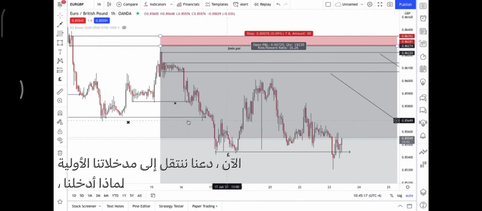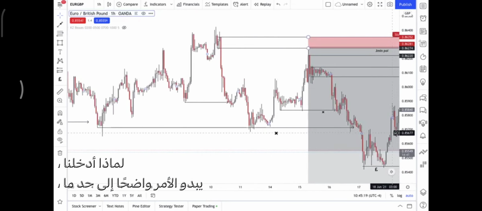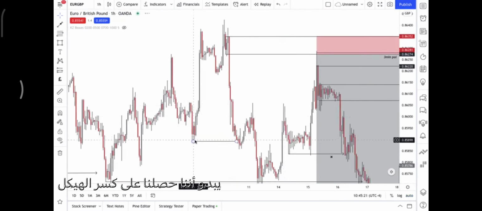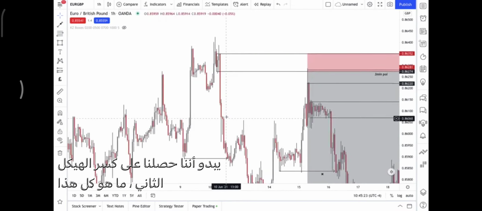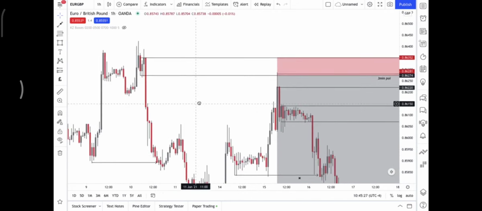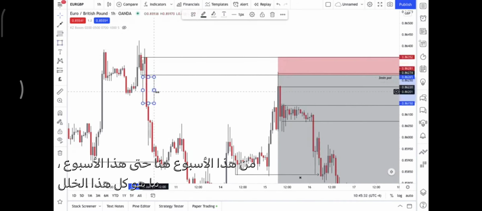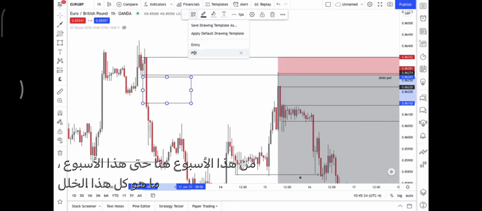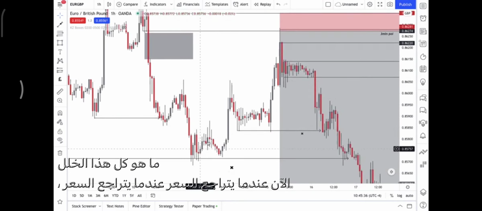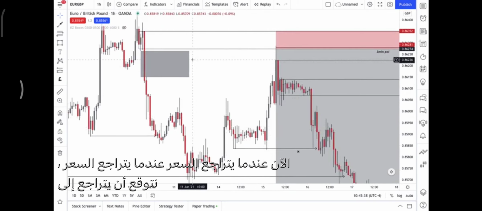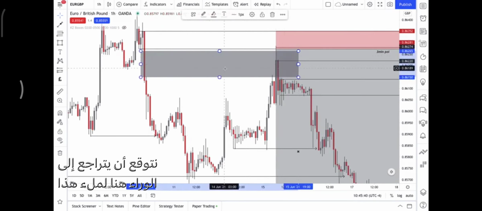Why did we enter? It's fairly straightforward, guys. Look, one, we had that break of structure. Two, what is all of this? From this wick here to this wick there, what's all of that? Imbalance. Now when price pulls back, we expect it to pull back all the way here to fill in this imbalance.